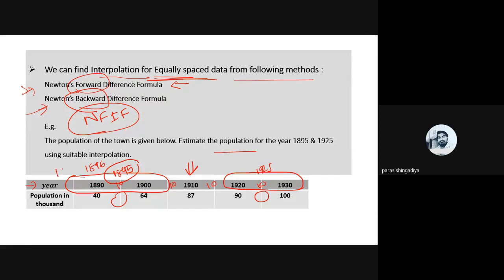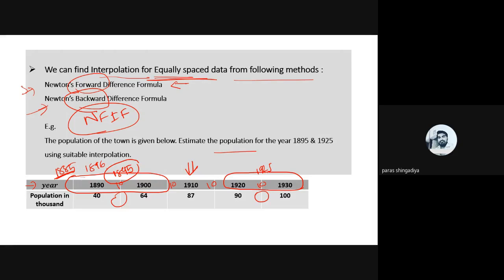Before 1890, you can also consider 1885. To predict the output of 1885, we'll use the Newton forward interpolation formula. Okay, if this value is nearer to the starting of your tabulated data, and the value is nearer to which interval, that is nearer to the starting of your tabulated data, nearer to the starting value. Okay, so we can use the Newton forward interpolation formula to predict the answer.